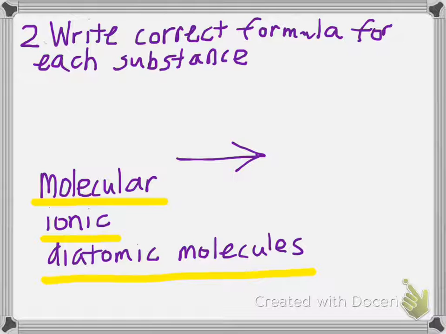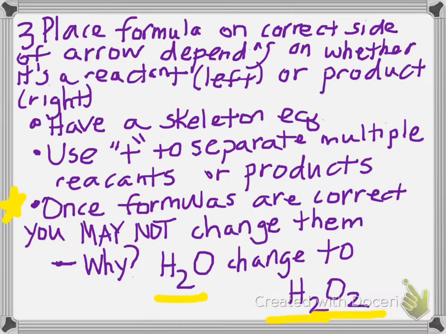So, again, we've taken our sentence, we've made a word equation. From our word equation now, we have written the correct formulas for each substance. Our third step then is that we're going to place that formula on the correct side of the arrow, depending on whether it's a reactant, so it goes on the left, or a product and it goes on the right. At this point, you have a skeleton equation. So again, we've done this, you've done this already, right? We practiced writing some skeleton equations the other day.